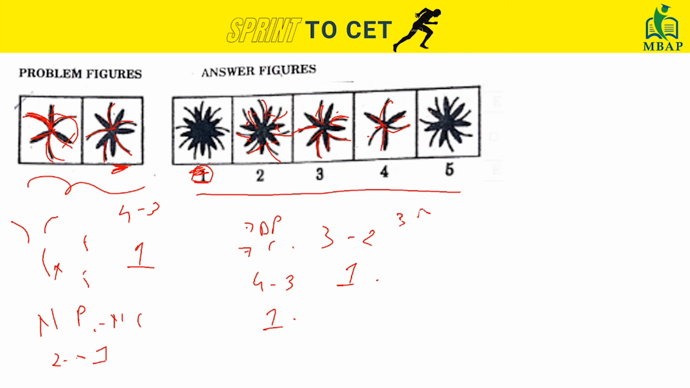Let's look at option 5. 1 2 3 4 5 6 7 darkened petals, and 1 2 3 4 5 6 7 curves as well. And let's look at the direction as well now. Okay, so 1 2 3 4 and 1 2 3, so again 4 minus 3 equal to 1. So this one is actually not following anything, so it's a good thing that we left this for the last, because this one is not following, so this one will be the right answer.